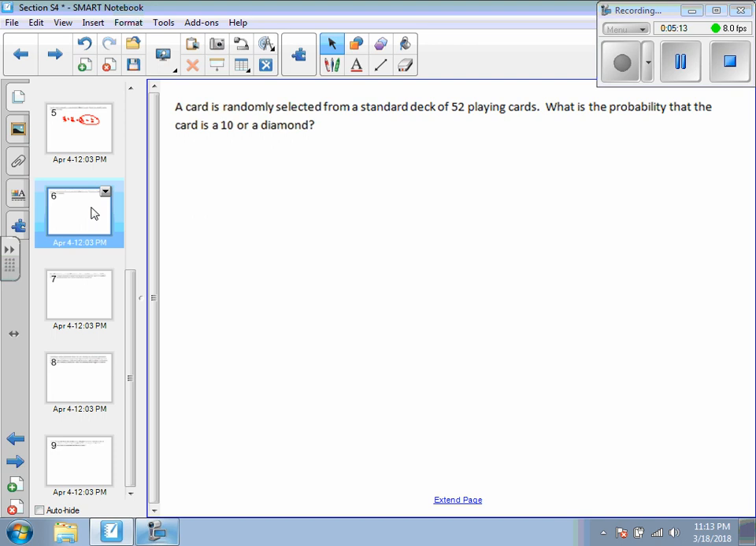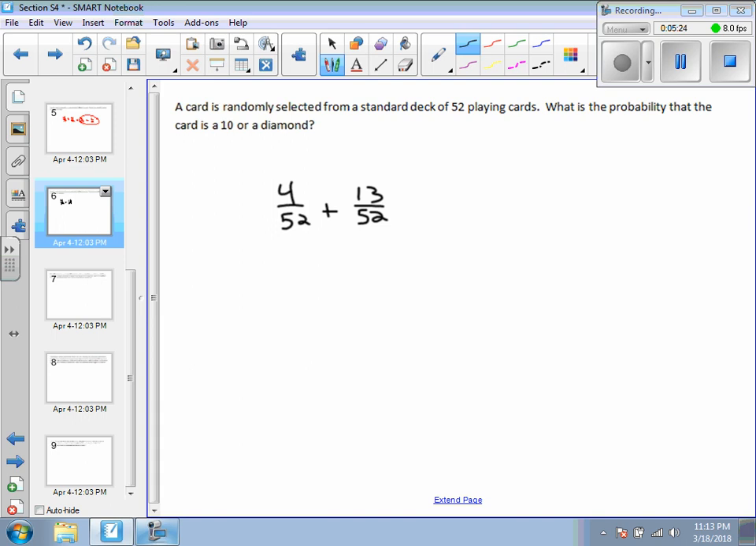Okay, well, how many 10s do we have? There are 4 10s in our deck of playing cards out of 52 cards. How many diamonds? 13. How many 10 of diamonds are there? There's 1. So we're going to subtract 1 out of 52 off because that's our overlap.